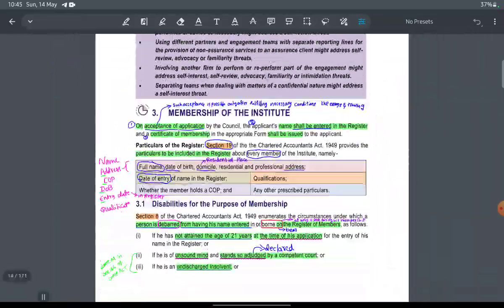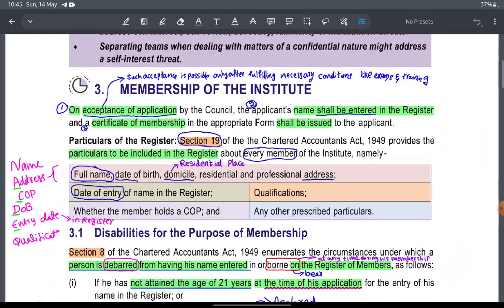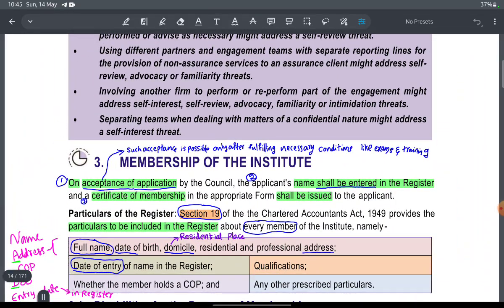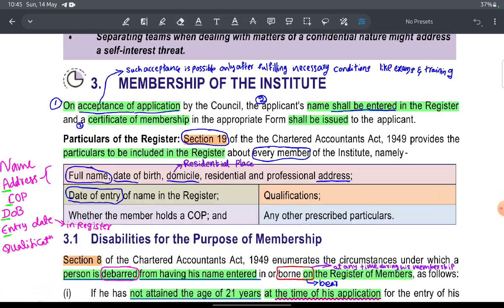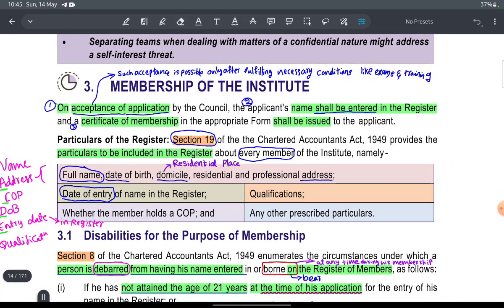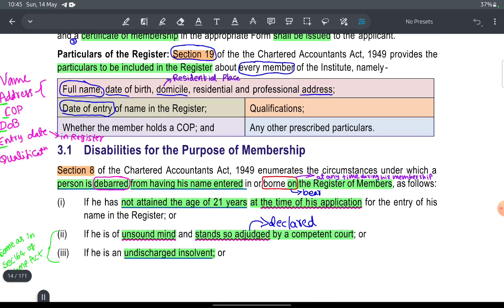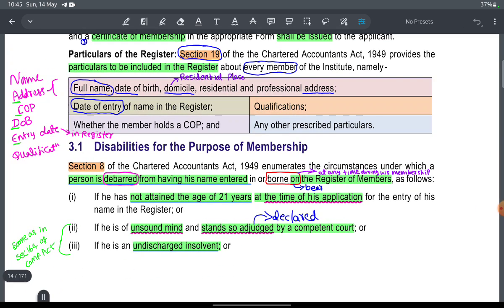Membership of the institute. Section 19. First of all, you need to apply for the membership once you are eligible for being a member of the ICAI. Then the name will be entered in the register and certificate of membership will be issued by ICAI. Section 19 talks about particulars to be included in register. The full name, date of birth, domicile, residential and professional address, date of entry of name in the register, qualifications, whether member holds COP or not, and any other prescribed particulars will be entered.